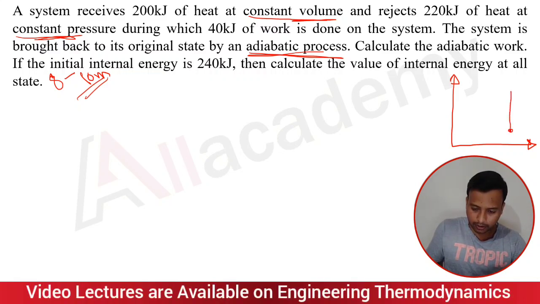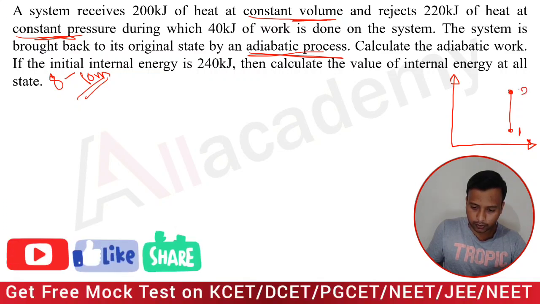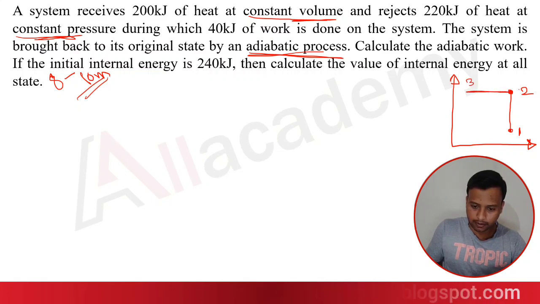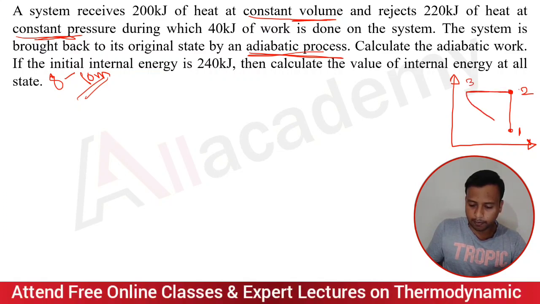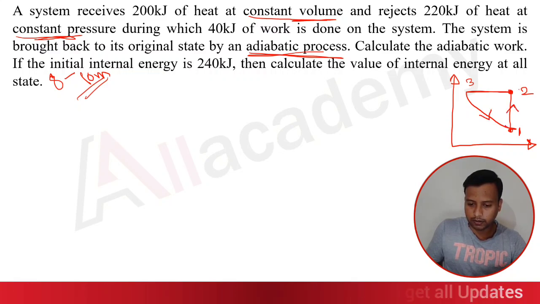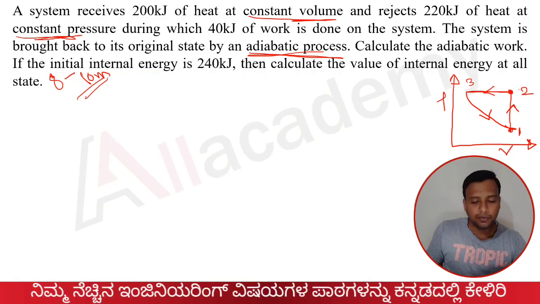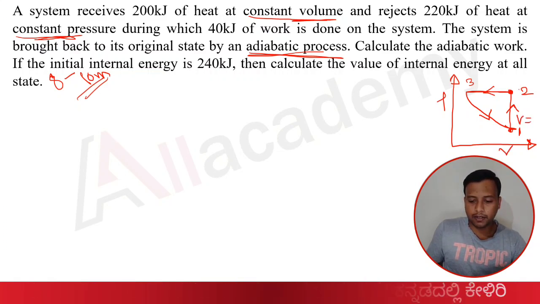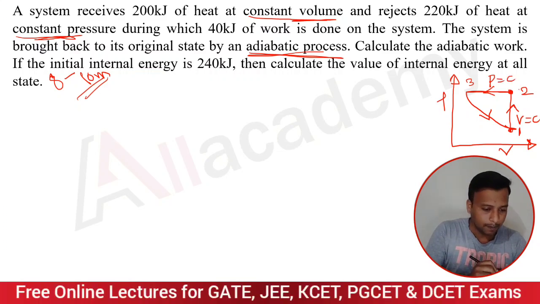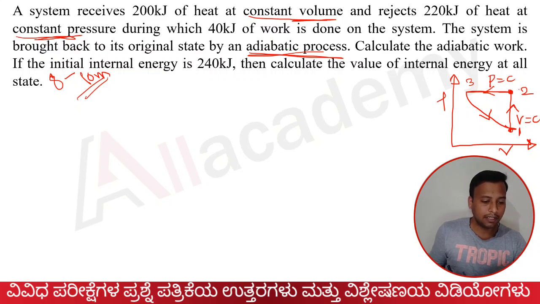Here, 1 to 2 is a constant volume process, then 2 to 3 is a constant pressure process, this is point 3, then it is brought back to its initial state using an adiabatic process. This is the PV diagram for this particular problem statement. Here V is constant, here pressure is constant, and this is an adiabatic process. Understood?